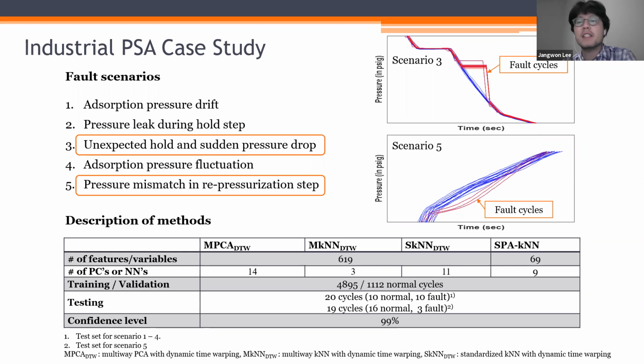SPA-KNN has 69 input features, while the other methods have 619 input variables. The input dimension of SPA-KNN is much smaller than the other methods. This is because SPA-KNN can significantly reduce the dimension of the input space through feature extraction.